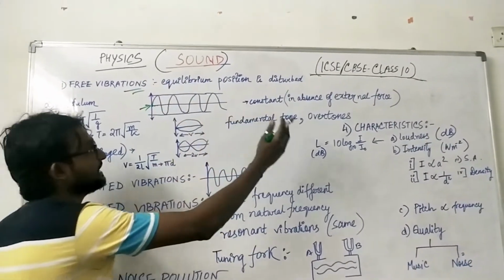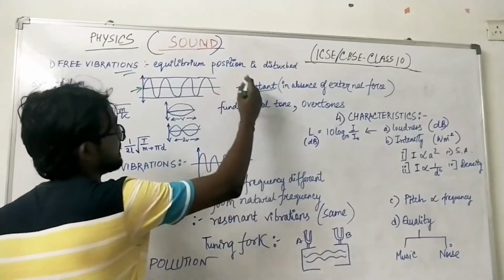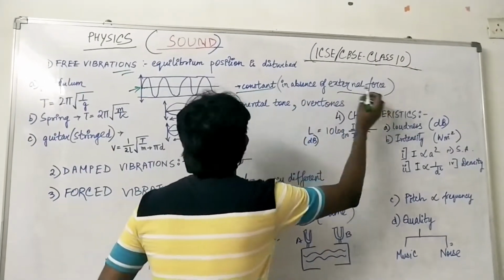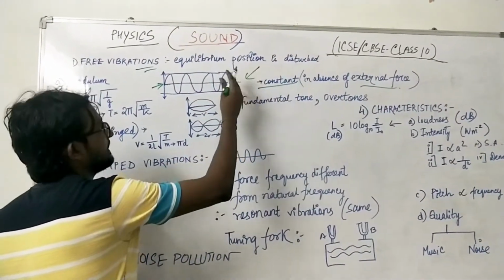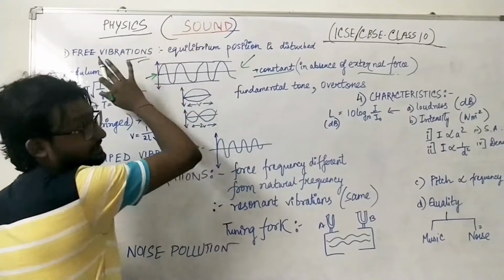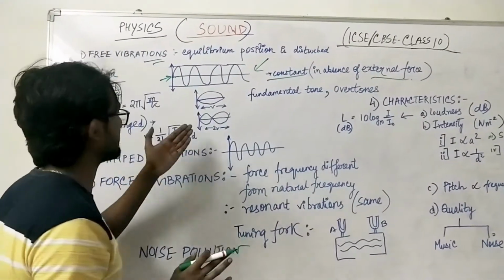The body is vibrating, and it is constant. The vibration stays constant unless there is an external force. Say an object is moving like this, I apply an external force over here, and the vibration stops. Then it's a different thing. It is not free vibration. That is the next part that I am coming to.